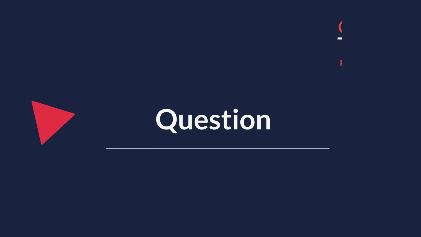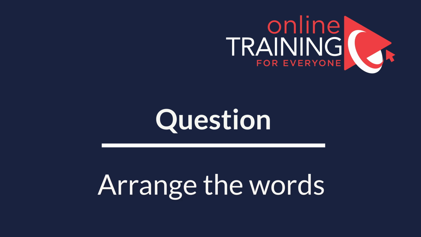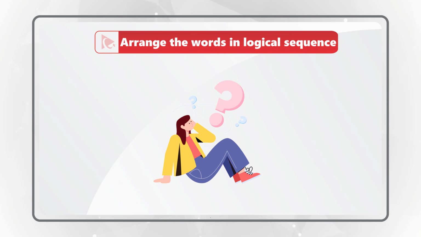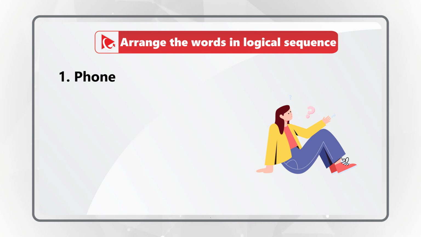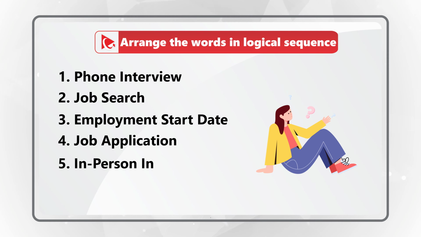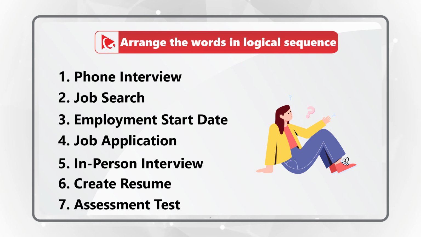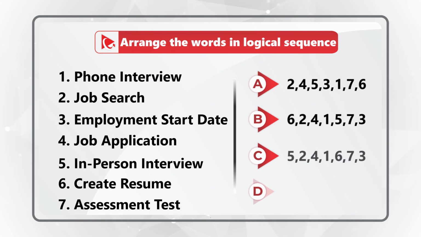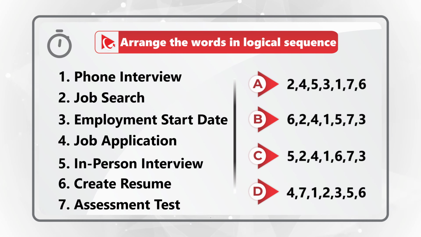Here's an amazing question which tests your analytical skills, logical reasoning skills, as well as your knowledge of the employment process. You need to arrange the words into a logical sequence. And the words are phone interview, job search, employment start date, job application, in-person interview, create resume, and last but not least, an assessment test. You have 4 different choices, choices A, B, C, and D. Take a close look, maybe pause this video to see if you can come up with the answer.